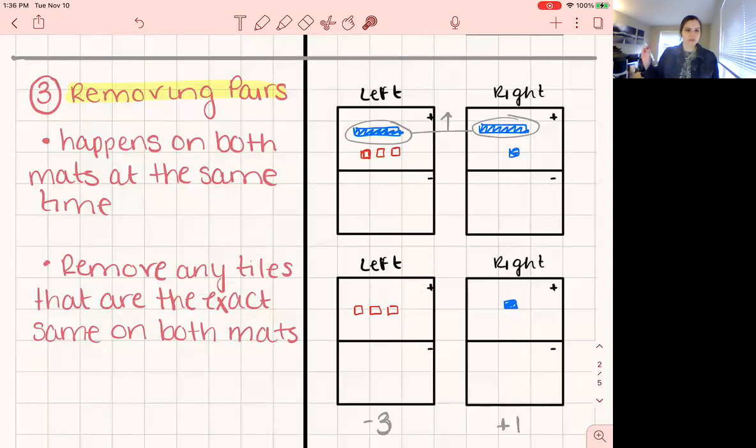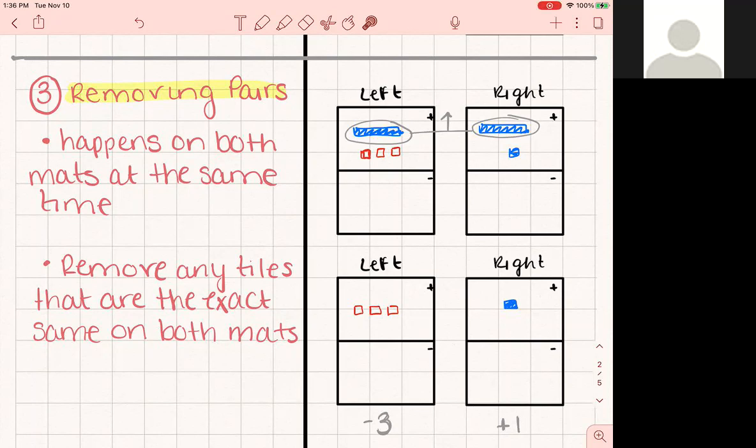So your Go formatives and your assignments are going to ask you to do this. And then the very last thing it's going to ask is which mat is greater. So when I compare the left and right mat, which one is bigger in this case, left or right? Right. You guys agree with Xander? Yeah.